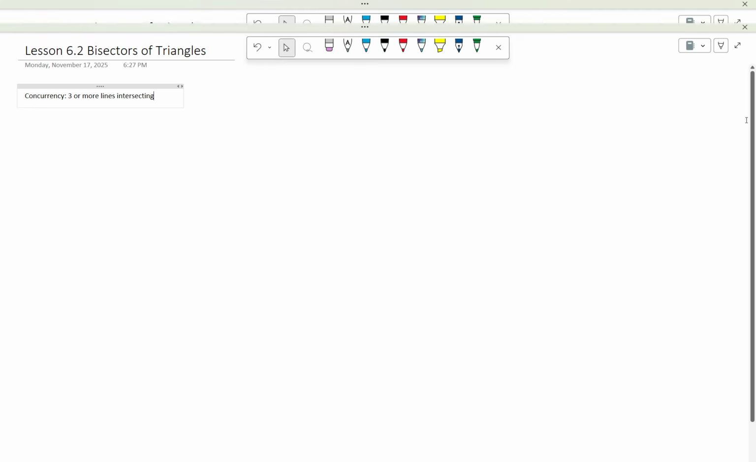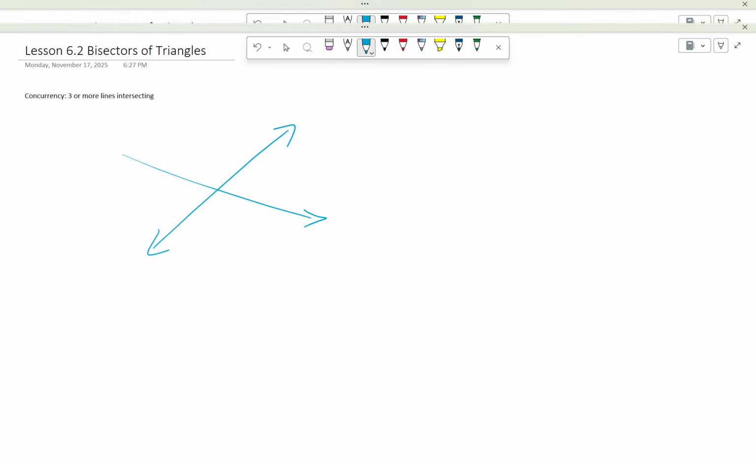So we've dealt with this in the past where we have intersecting lines, or just two lines intersecting, for example, like this, okay? Now, if they have a third line intersecting, or more, through this point of intersection right here, right? This is concurrency. And then specifically, this point where all three intersect is what's called the point of concurrency.